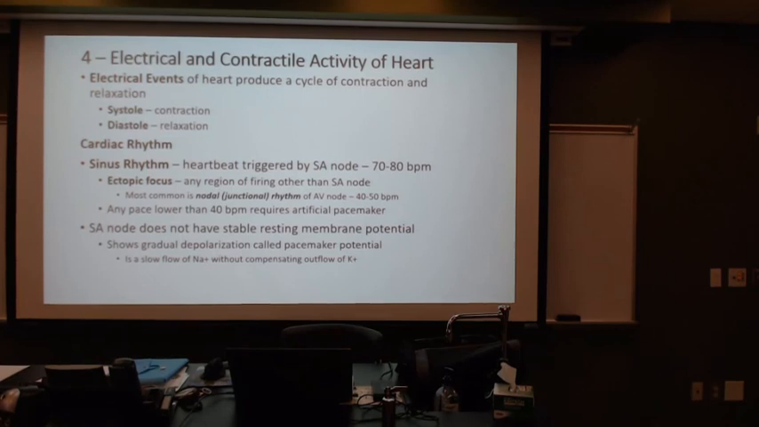But I thought that the SA node is what then triggered the AV node. So how do you skip that step?